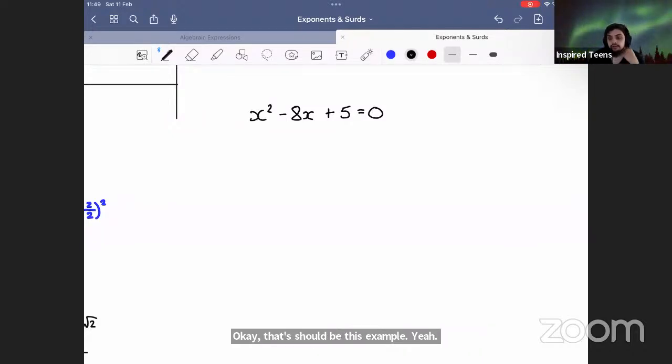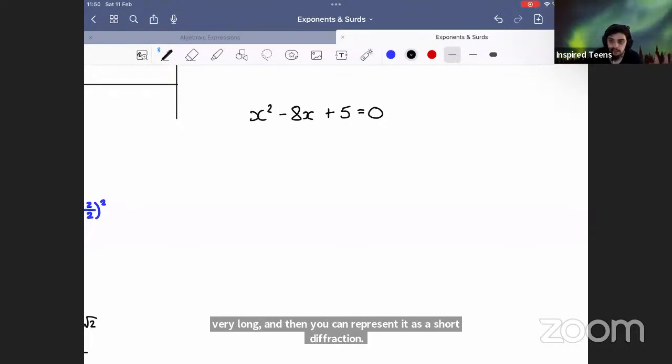So is it easier to use fractions or decimals? I think if you're meaning in general or for your answers, it's a personal preference. Sometimes the decimal is very long, and then you can represent it as a shorter fraction, so that's easier. Sometimes teachers want specific things.